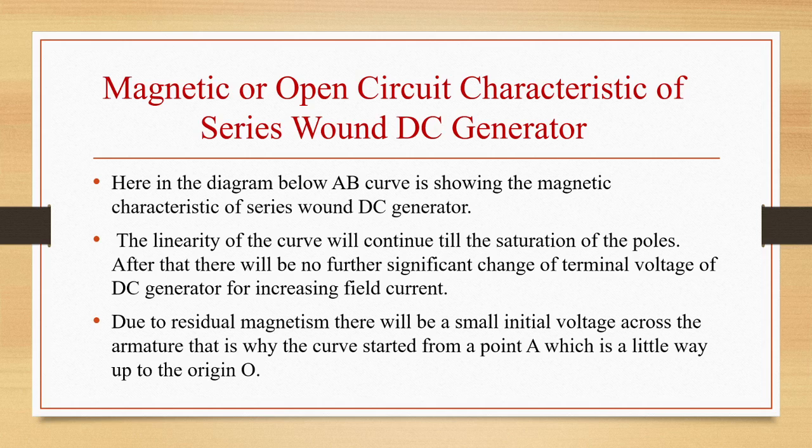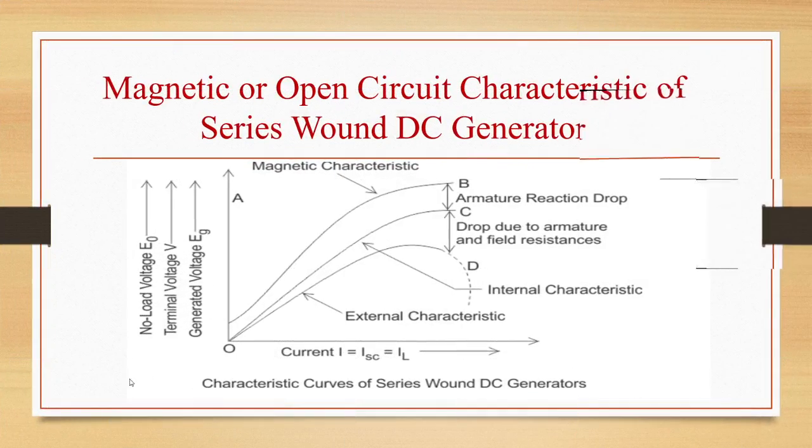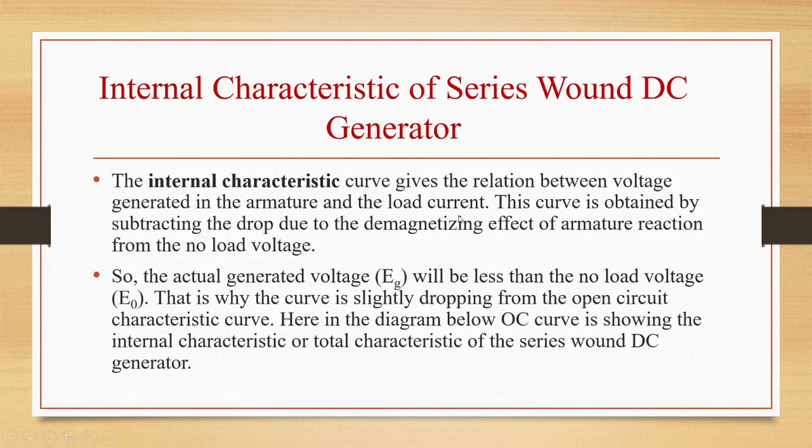Because of this residual magnetism, there will be a small initial voltage across the armature. That is why the curve starts from point A and not from point O. This point A is a little bit away from the origin O. It is shown here, but actually it is here. So, away from the origin, at some point A, the OCC gets started. I hope this point is clear.